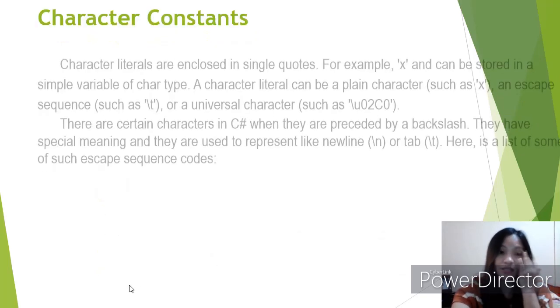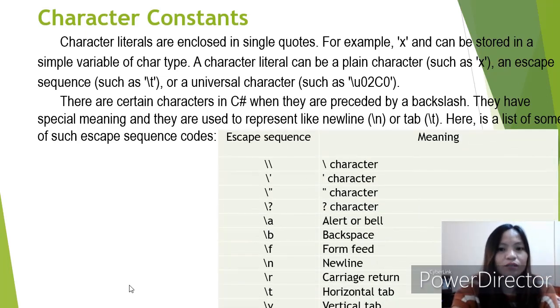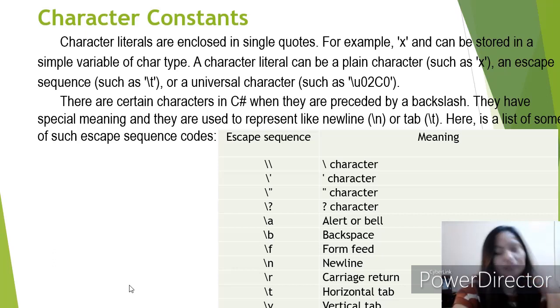Then, character constants or character literals are enclosed in single quotes. And we always enclose them in single quotes. And one more thing, the "Hello, welcome to C# programming" that we displayed is a string constant. You put double quotes to make it a string constant. Anything inside will be displayed, even though the spelling or the grammar is wrong.